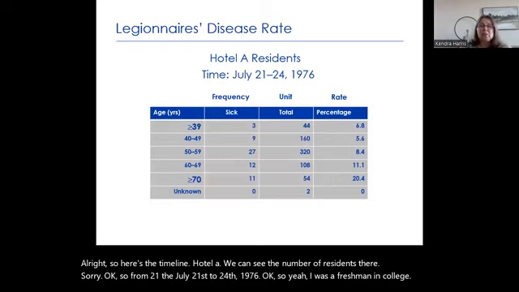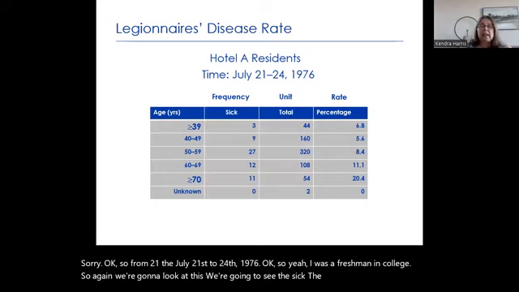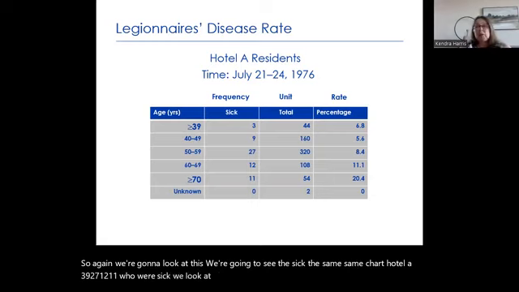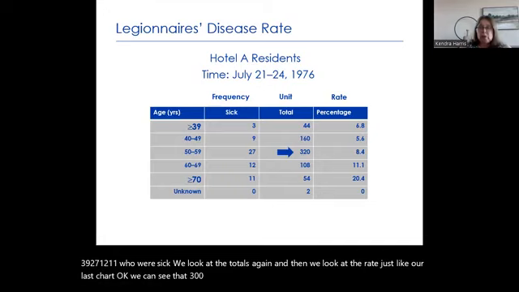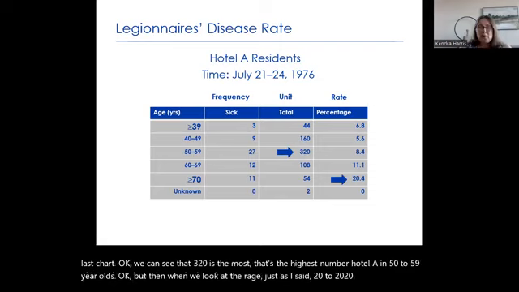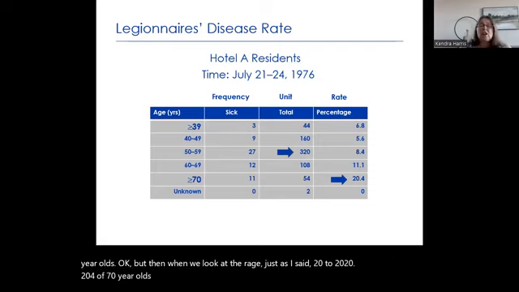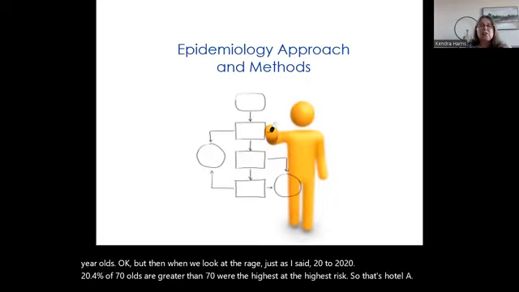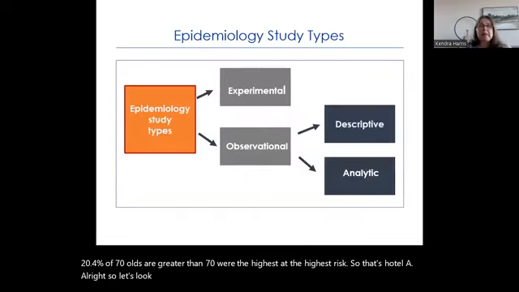So again, we're going to look at the same chart, Hotel A: 3, 9, 27, 12, 11 who were sick. We look at the totals again, and then we look at the rate, just like our last chart. We can see that 320 is the highest number, Hotel A in 50 to 59-year-olds. But when we look at the rate, 20.4% of those 70 or older were at the highest risk. So that's Hotel A. All right, so let's look at epidemiology approach and methods.